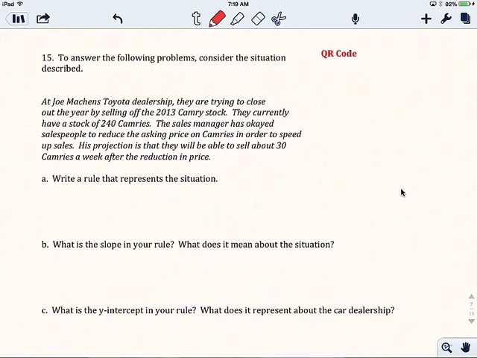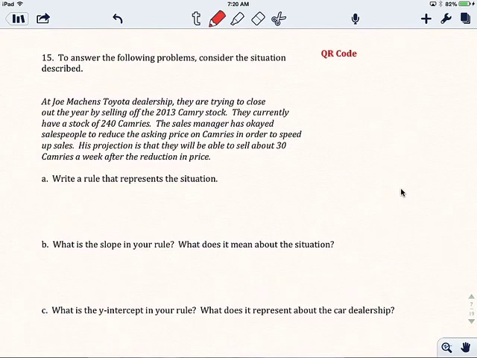It says to answer the following problems, consider the situation described. At Joe Mockin's Toyota dealership, they are trying to close out the year by selling off the 2013 Camry stock. They currently have a stock of 240 Camrys. The sales manager has okayed salespeople to reduce the asking price on Camrys in order to speed up sales. His projection is that they will be able to sell about 30 Camrys a week after the price reduction.